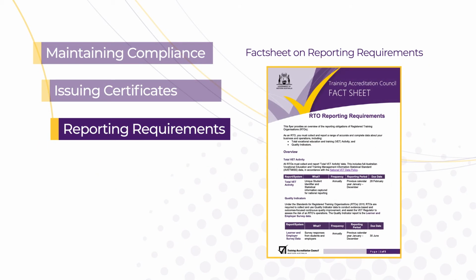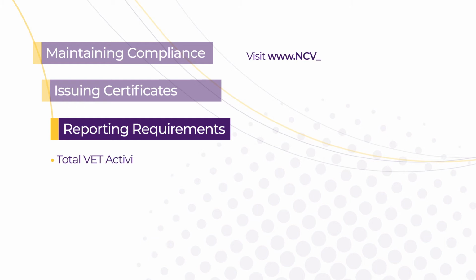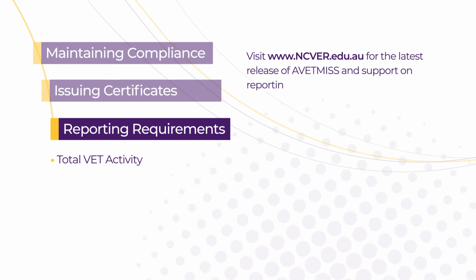RTOs must collect and report a range of accurate and complete data about their business and operations, including total VET activity, annual declaration on compliance, learner and employer surveys as part of the quality indicators. Total VET activity, TVA, is a mandatory national reporting requirement for the RTOs to the National Centre for Vocational Education Research at least annually. TVA is the collection and reporting of data that complies with the Australian Vocational Education and Training Management Information Statistical Standard, or as it is more commonly known, AVETMISS data.